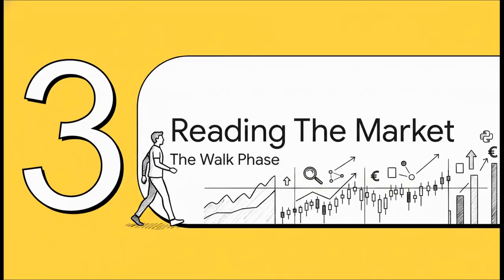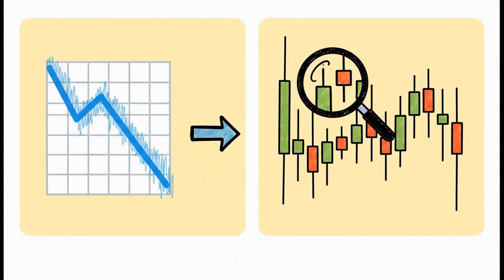Section 3. Reading the market, the walk phase. All right, so once your personal finances are neatly visualized, it's time to look out the window at broader market trends using Matplotlib. Now, when most people look at stock data, they just use standard line charts. But the problem is, line charts only show the closing price. They completely miss all the intraday context. Candlestick charts, on the other hand, reveal the true price volatility that happened while the market was actually open. And for any serious financial analysis, visualizing that volatility is absolutely crucial.